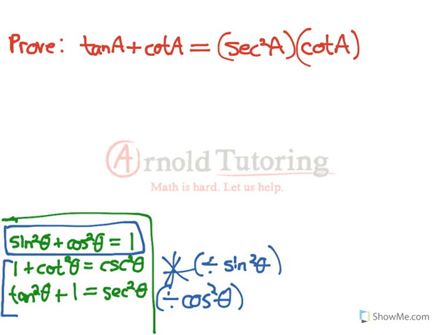So I don't really memorize all three of them. I just memorize the first one and then know that I can divide every term by sine squared to get the second, divide every term by cos squared to get the third.